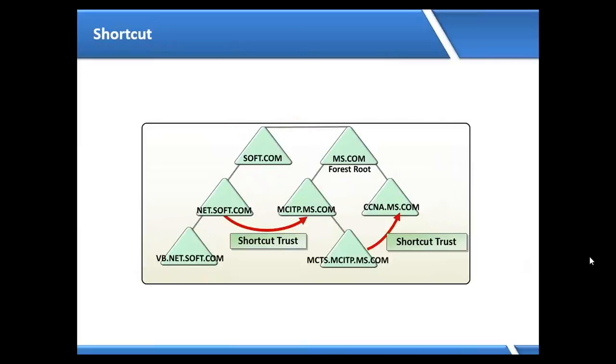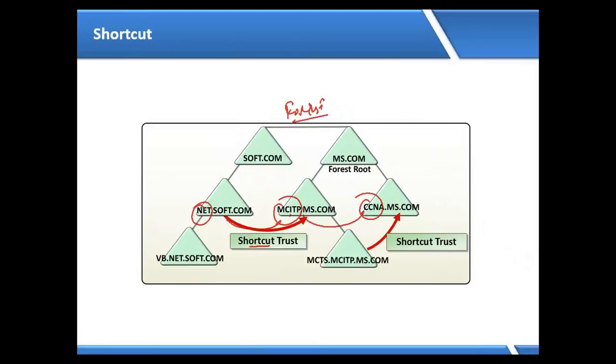Now you can see the same example. Like we have a user here, like net.soft.com. This user wants to log into MCITP, so we will configure a trust. Maybe an MCITP user wants to log into CCNA, we will configure a trust. So what type of trust will we configure? Shortcut. This is also within the forest. Manually we have to configure this.